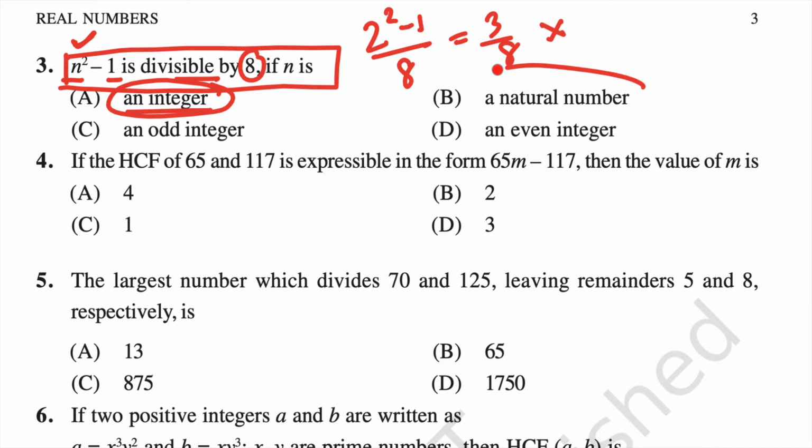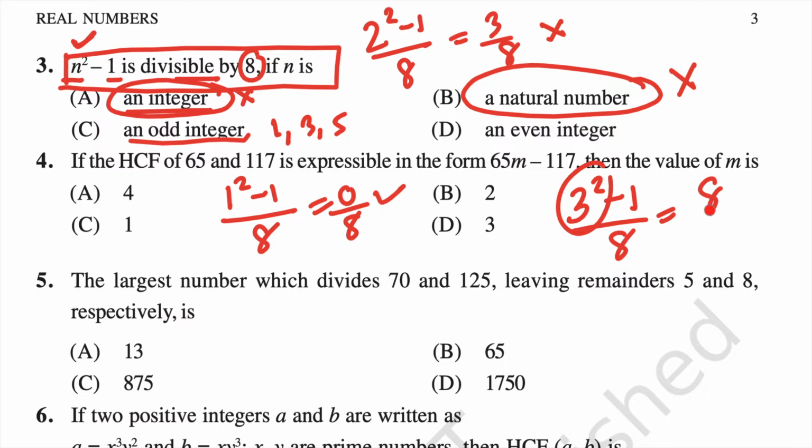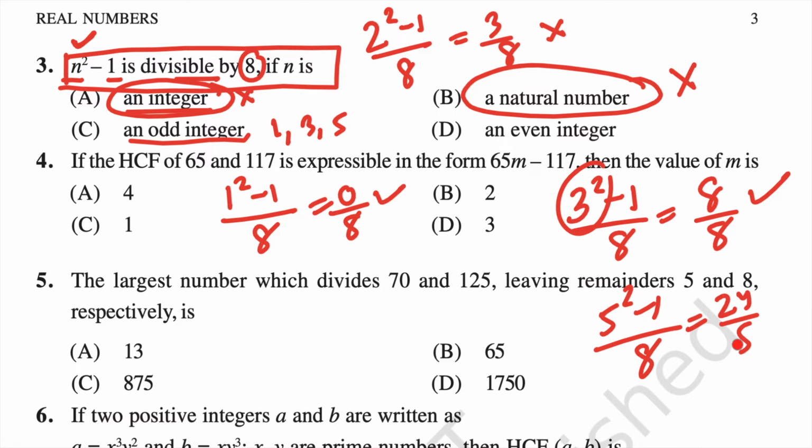Okay, the number that I took for integer is 2, so natural number is also 2, so it is also not correct. Now let's take the odd integer. So that is 1, 3, 5. Let's do this. 1 square minus 1 over 8 is 0 over 8. Yeah, it is divisible. 3 square minus 1 over 8 is 9 minus 1, 8 over 8, so it is divisible. 5 square minus 1 over 8 is 25 minus 1, that is 24 over 8, it is also divisible. Now 7 square minus 1 over 8 is 49 minus 1, 48 over 8, it is also. So yeah, this is valid.